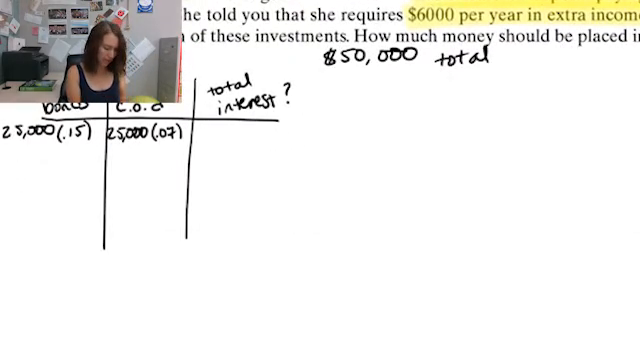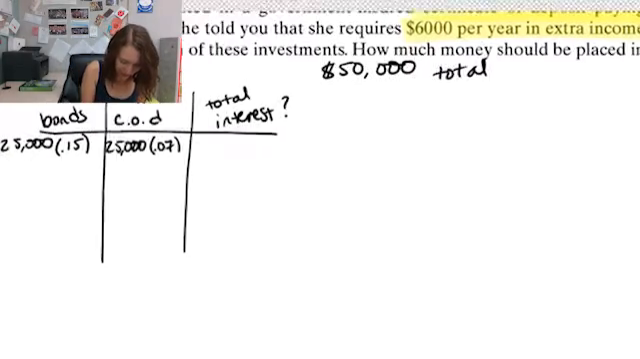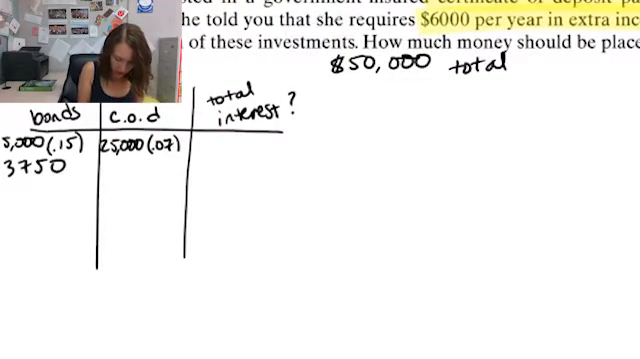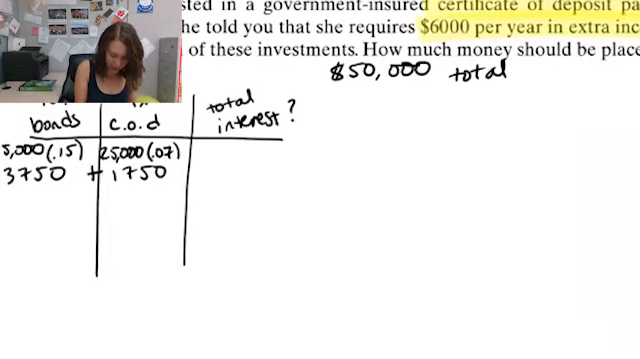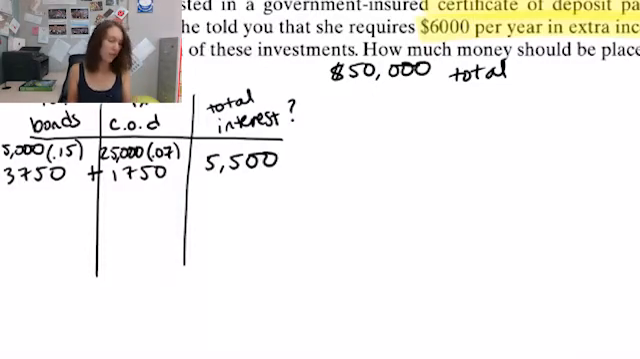So 25,000 times 0.15, using my calculator, is 3,750, and 25,000 times 0.07 is 1,750. If I want to know how much total interest I'm getting from these investments, think about what you're going to do with these two numbers. Well, we would add them. So I'm going to add 3,750 plus 1,750. I end up with $5,500, which is close to the 6,000 she wants, but not quite there.